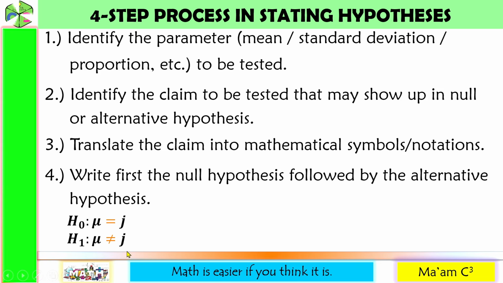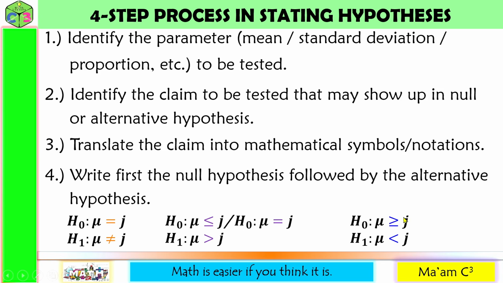Some examples are, we have here for null, we use the equal sign. For alternative, we have not equal to. It could also be, we have here less than or equal for null and greater than for alternative. Or we can simply write equal in our null hypothesis. And last possible one is, we have greater than or equal for null and less than for alternative hypothesis. Just like in this one, we can also express our null hypothesis using simply the equal sign.